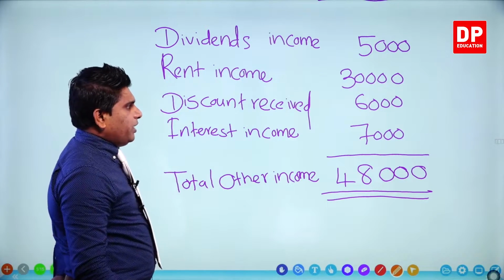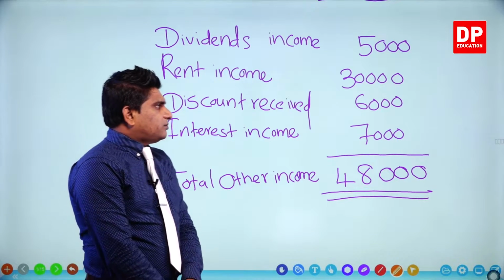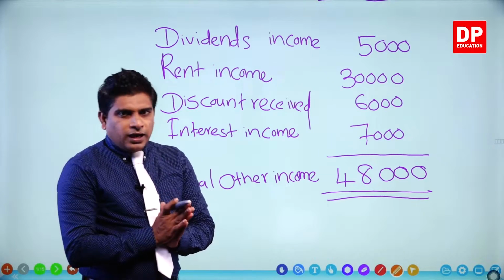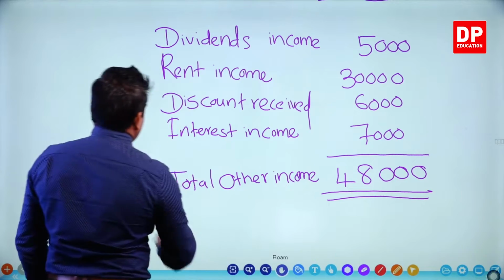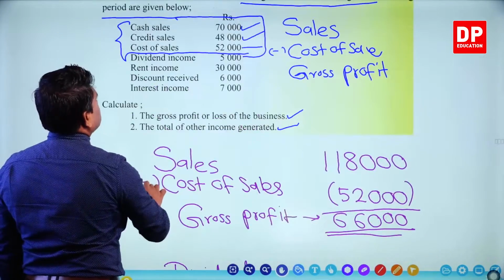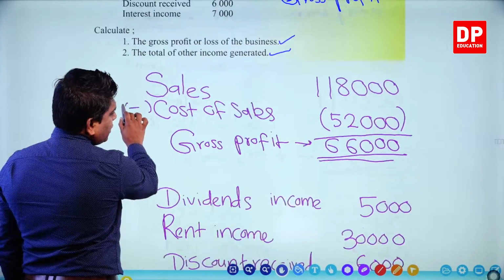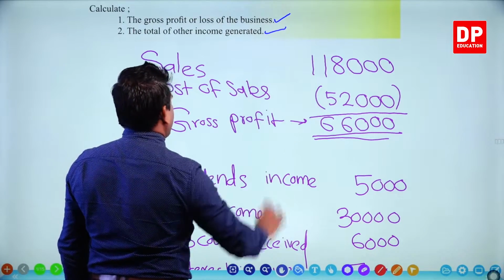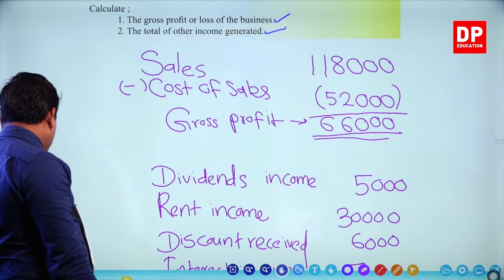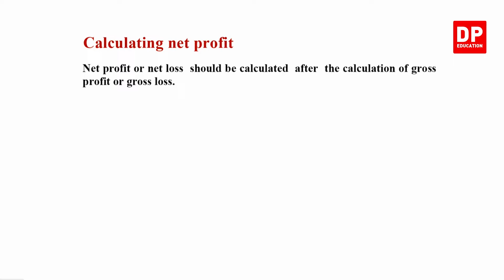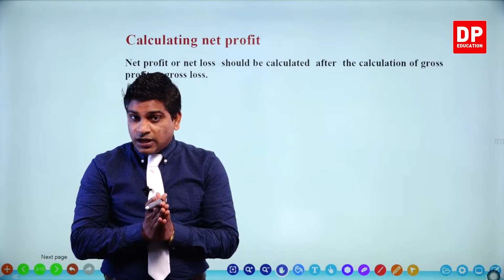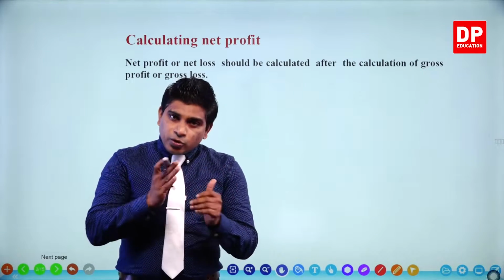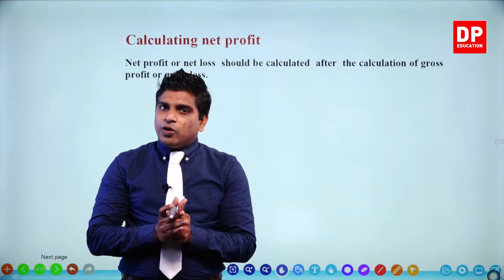I think understood well. Right? Here you can see total income generated. Before this we calculated what? Gross profit. How do you calculate it? From sales you subtract cost of sales, right? Now we move to the next one, calculating net profit. Now you know how to calculate gross profit and how to calculate other income. Now we move to calculating net profit or net loss.